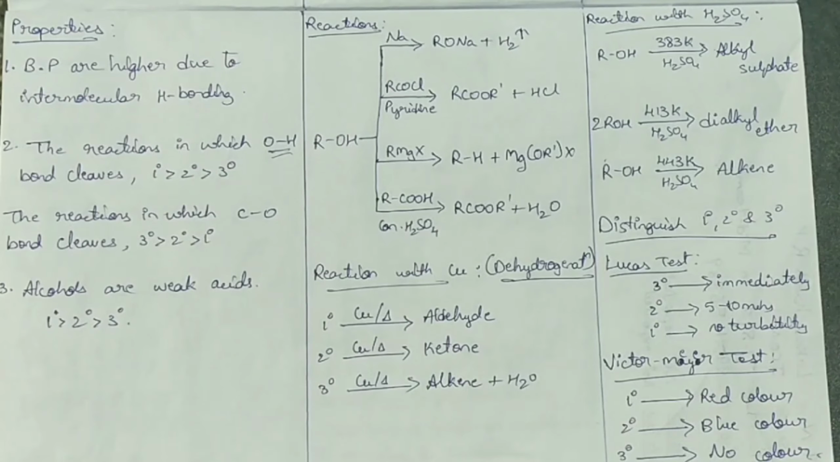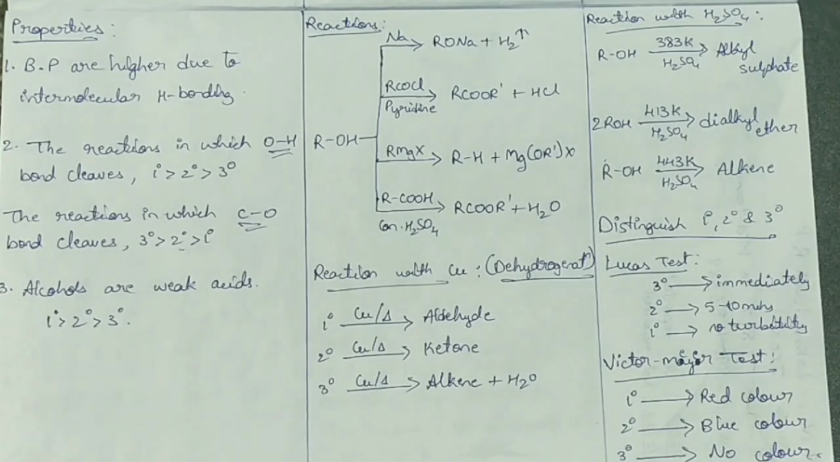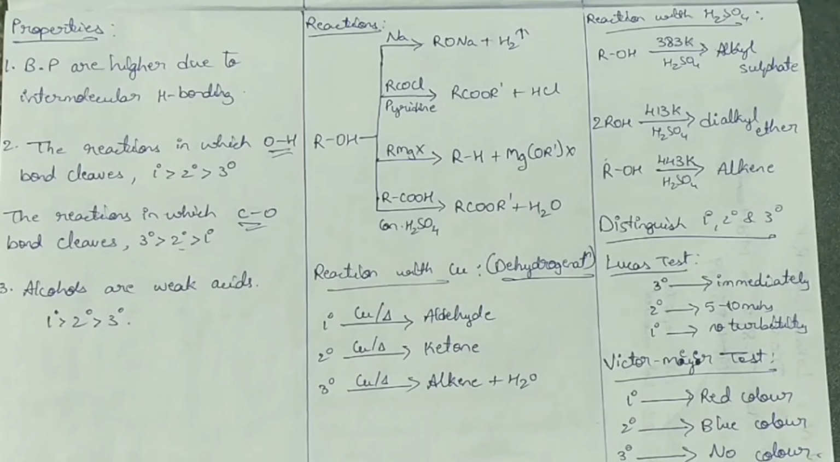If the reaction is one in which the CO bond cleaves, then the order is tertiary greater than secondary greater than primary. Alcohols are also weak acids, and they follow the order primary greater than secondary greater than tertiary, which means primary alcohol is more acidic when compared to secondary and tertiary alcohol.